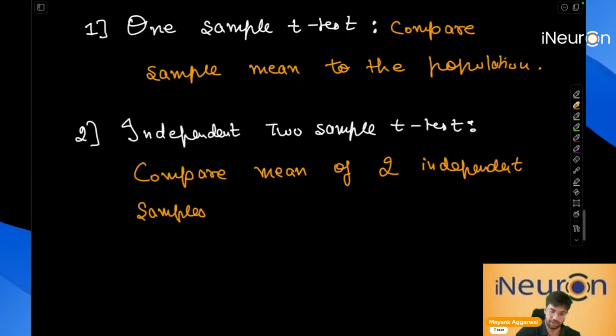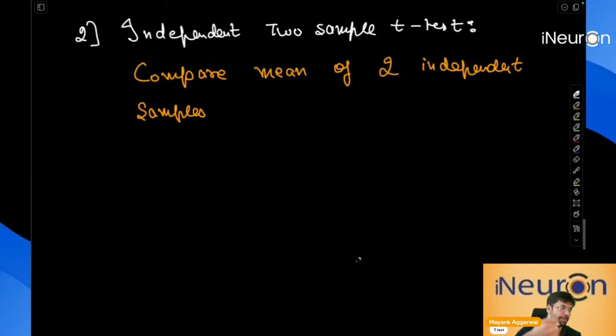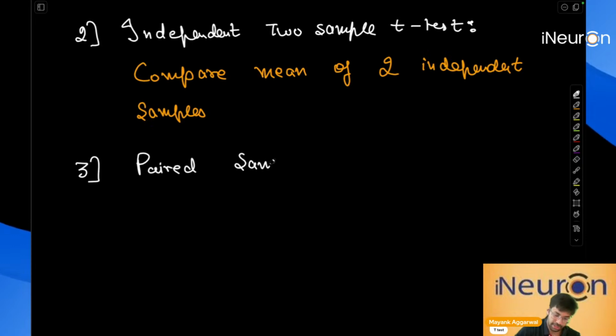And now the third one is the second dependent, or I would say paired, sample t-test. Here the samples are basically paired. It is exactly the example I was giving. Let's say the 23rd day is a yoga day, and I do yoga for 10 days.